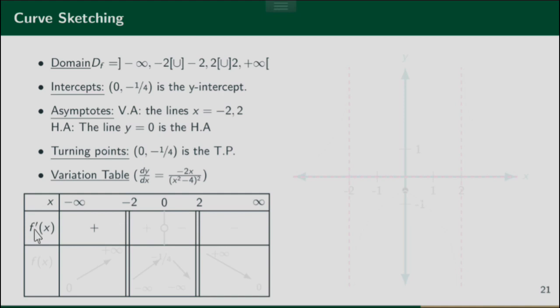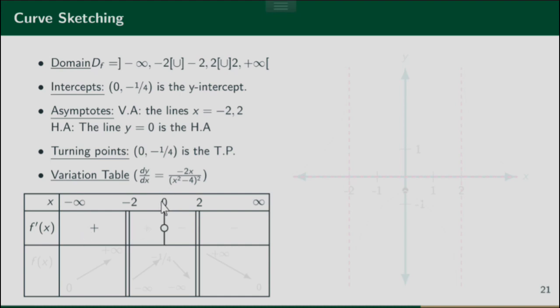So I will start with the gradient function, f prime of x. This is a gradient function. So I will take any value of x between -infinity and -2. Let's take -5. If I plug -5 here, -2 times -5 gives positive. Squaring any number makes it positive. So I'll always have positive for any value in this interval. So within this interval, the gradient function is positive, so the graph is increasing.